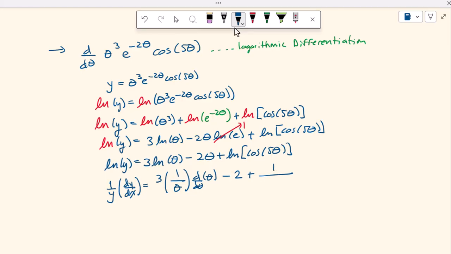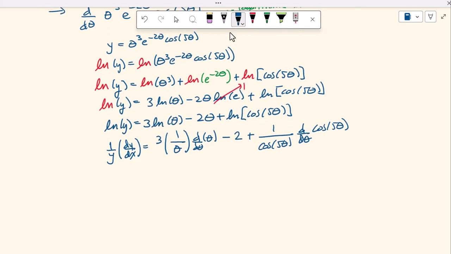And the derivative of natural log of cosine of 5 theta is 1 over cosine of 5 theta times the derivative with respect to theta of the cosine of 5 theta, 1 over u times u prime. So the next step, we'll actually go through and take those derivatives. Okay, so I have 3 over theta, that's right here, and the derivative of theta with respect to theta is just 1. Now over here, I'm going to have 1 over cosine 5 theta.